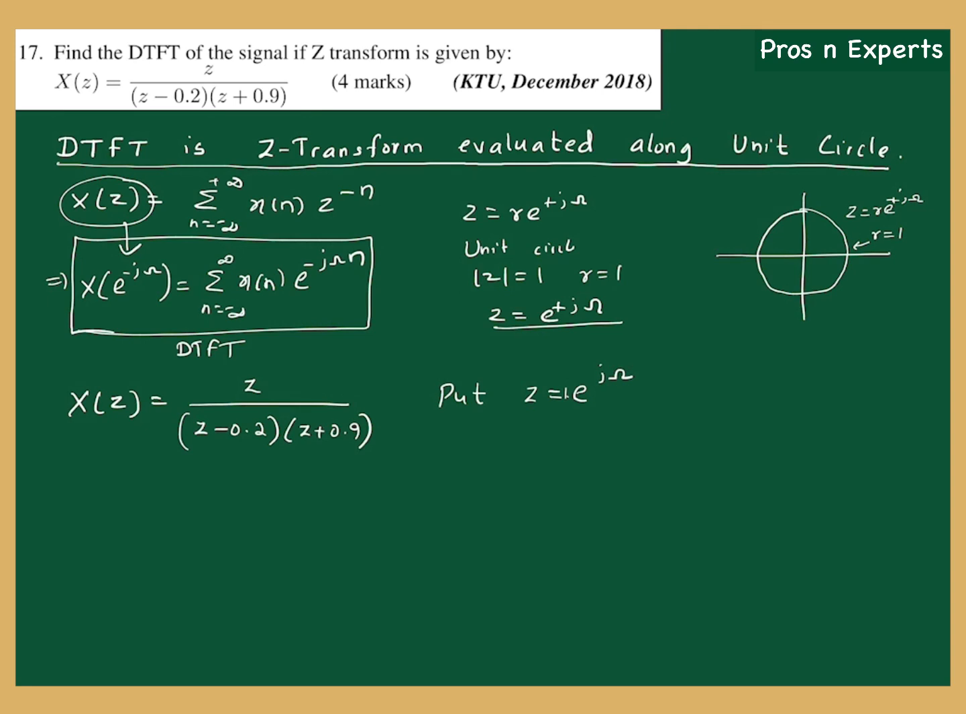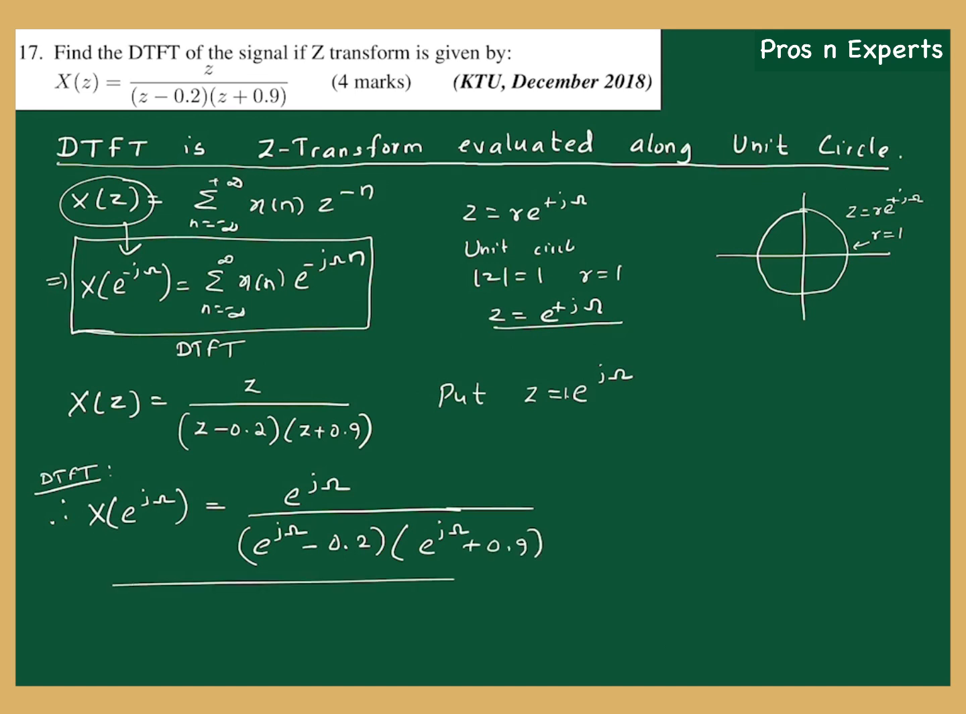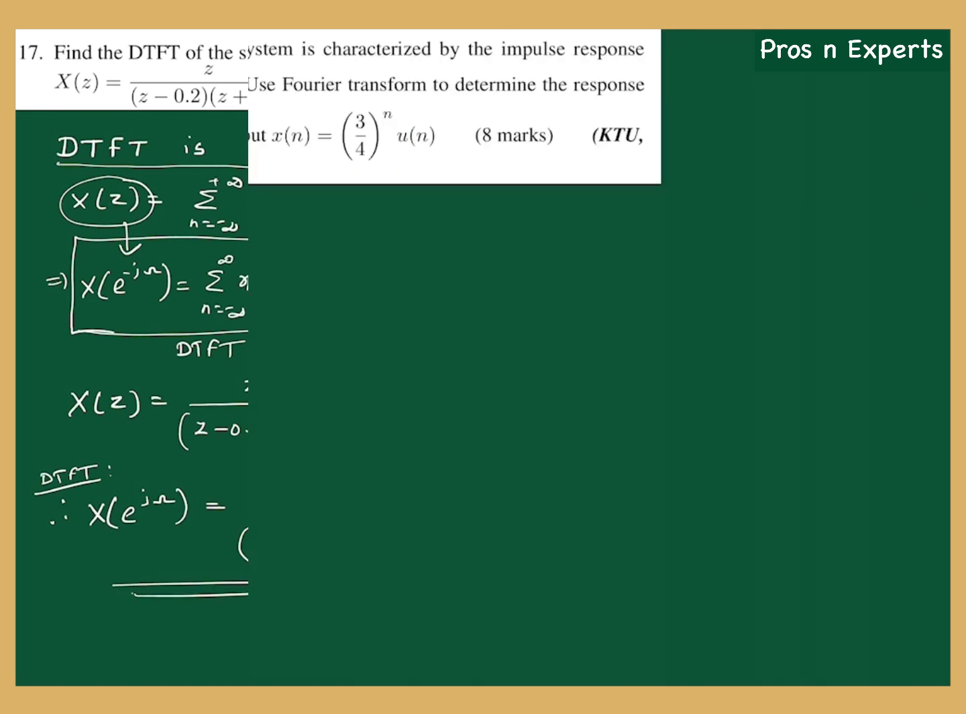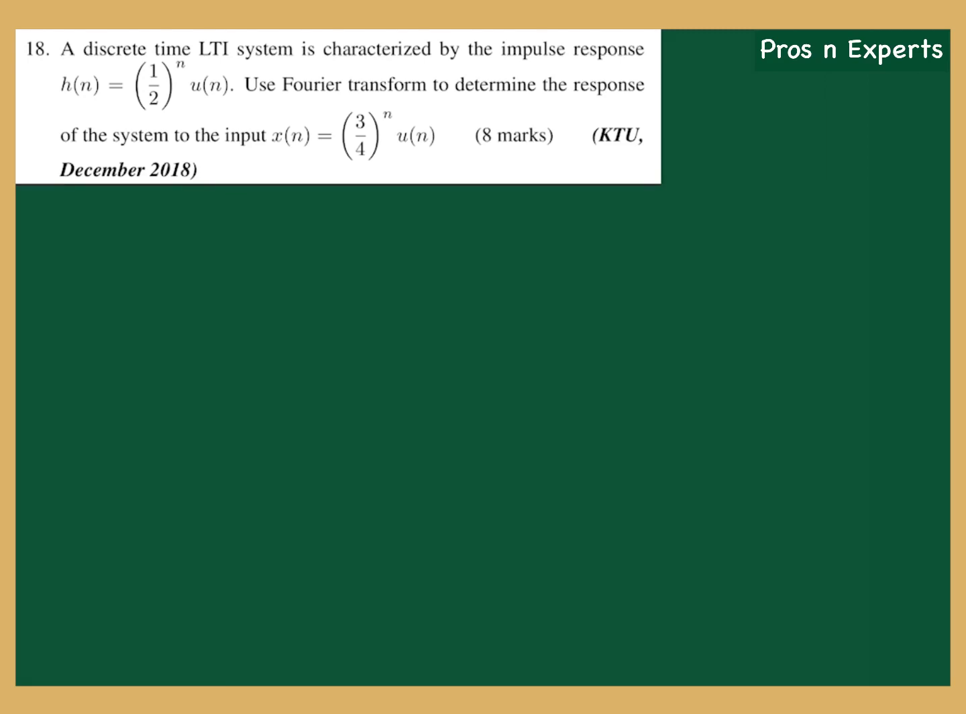Okay, so therefore the DTFT X of e raised to j omega is equal to, Z is e raised to j omega, so e raised to j omega divided by (e raised to j omega minus 0.2) into (e raised to j omega plus 0.9), and that concludes the answer. Let's move forward to the next question.